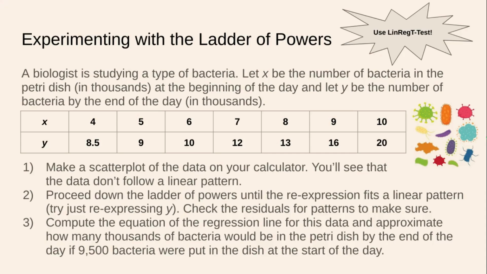So that is the length of the fishing line that we predict given a strength of 35 pounds. Now we're going to take a really hands-on approach to this skill of altering our data values without corrupting them, specifically the Y values. A biologist is studying a type of bacteria. Let X be the number of bacteria in the petri dish, in thousands, at the beginning of the day, and let Y be the number of bacteria by the end of the day, also in thousands.